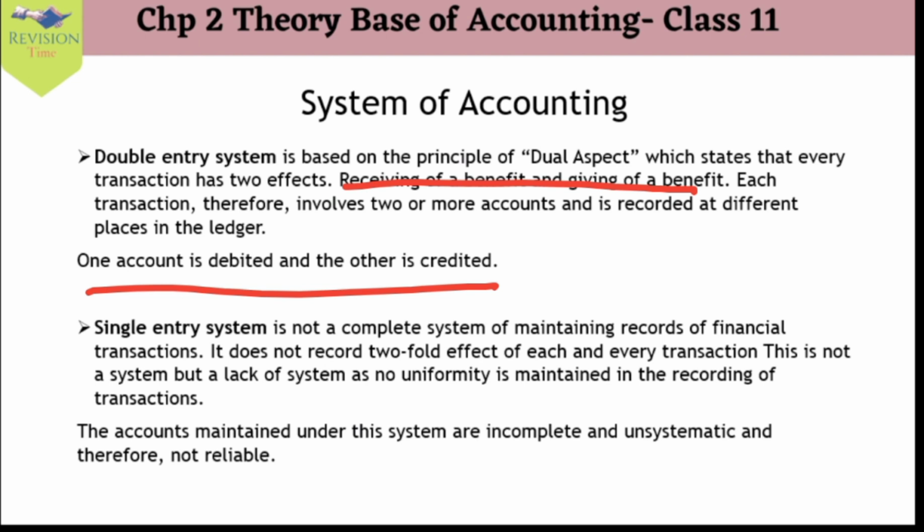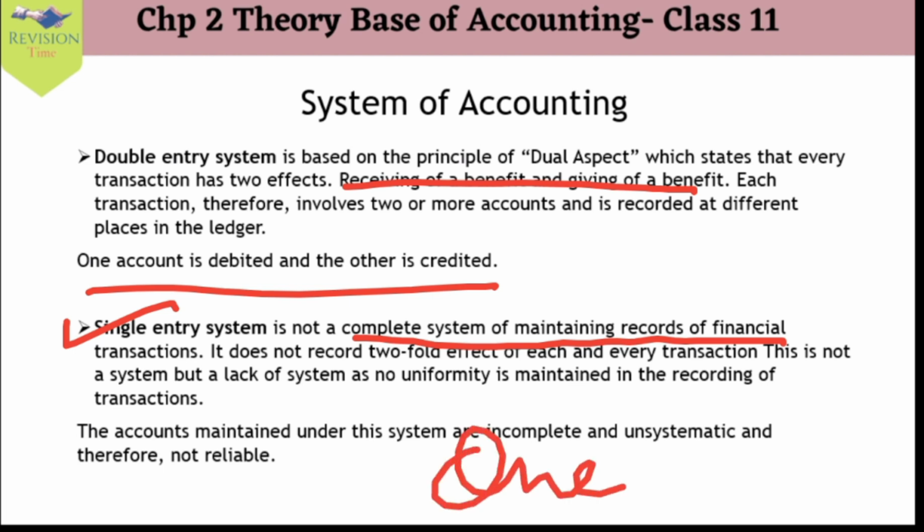We have another method known as single entry system. This is a kind of incomplete system of maintaining the books of accounts. Under this system, only one side of business transactions is considered and recorded in books of accounts. Mainly only cash account is maintained, like all the payments and receipts of cash, and some personal accounts of debtors and creditors. So only cash book is maintained.